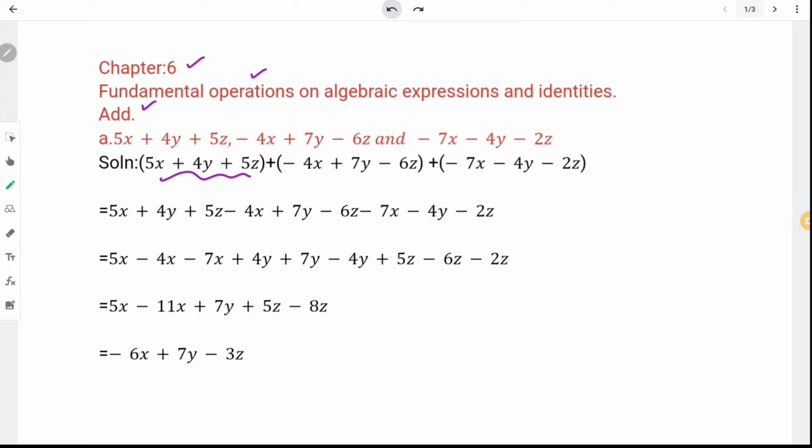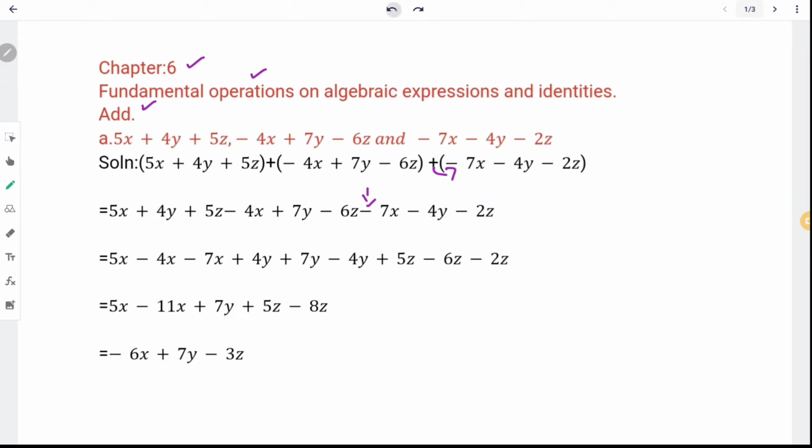Once we're done with it, the next step is to remove the brackets. So plus into minus, minus, right? Again plus into plus, plus, again plus into minus, minus. So that is done. Let's remove the other bracket again. Plus into minus, minus, then again plus into minus, minus, and then plus into minus. Once again we're having minus.